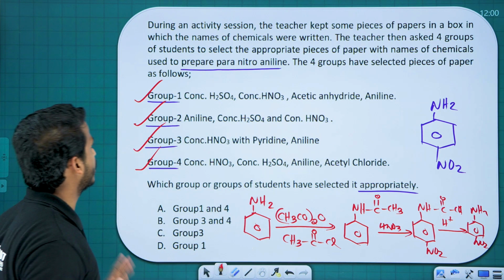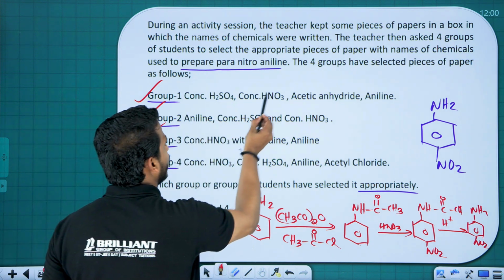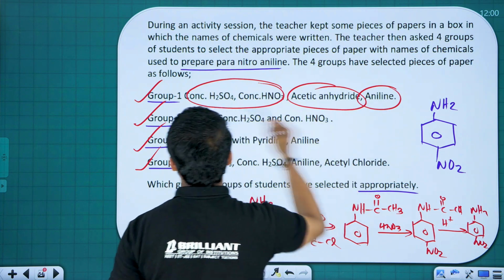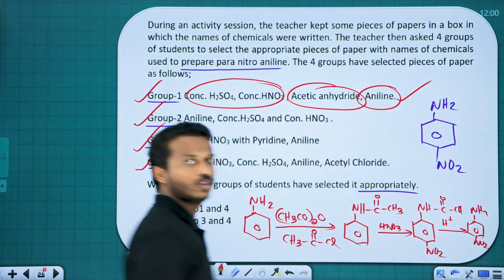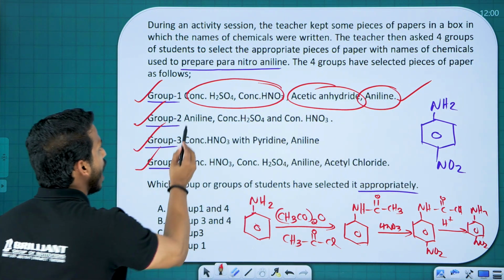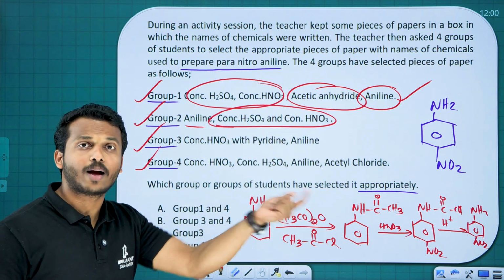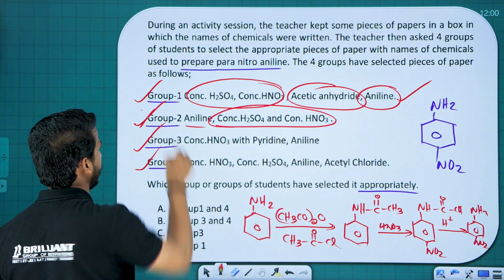So check which is correct. Concentrated H2SO4 and HNO3, yes, the nitrating mixture, with acetic anhydride and aniline. Yes, it will give you the para-nitroaniline product. Aniline directly on nitration, you will get ortho, meta, para, all products. So this is not correct.